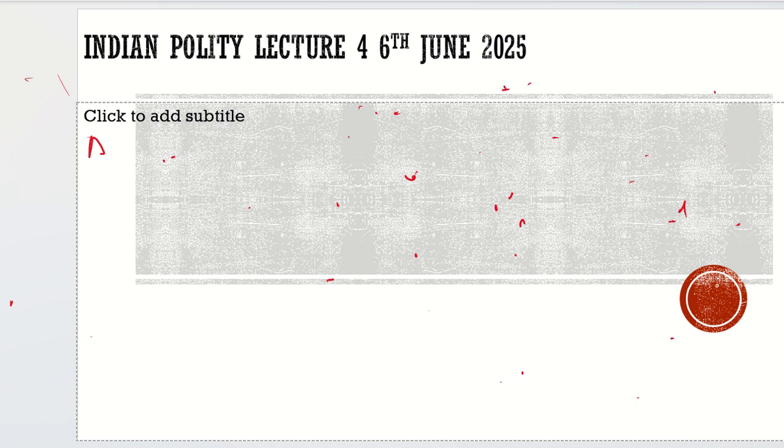What does Article 10 say? Article 10 talks about the continuation of the citizenship. Suppose, we discussed Article 1, Article 5, Article 6, Article 7. We saw how you will get the citizenship. Suppose under Article 5, you were born in India, your parents were not Indians, so you got the citizenship under Article 5. Now you are a citizen of India.